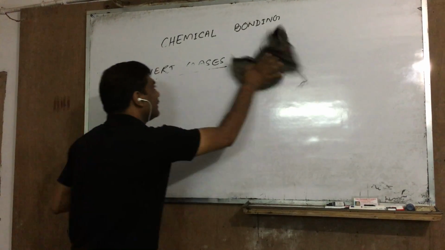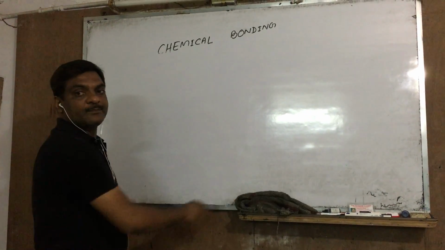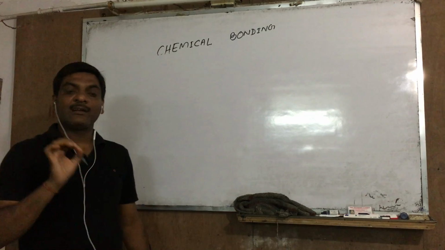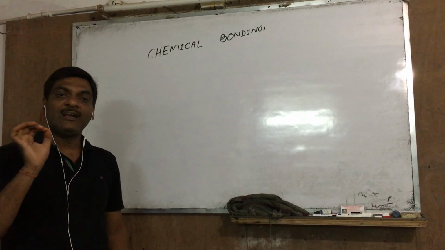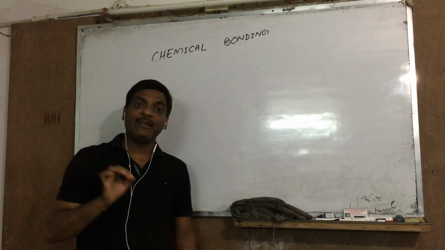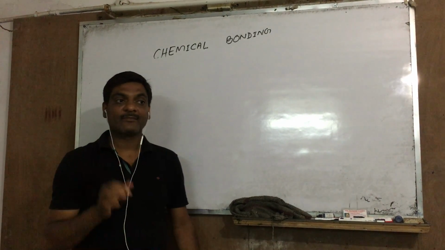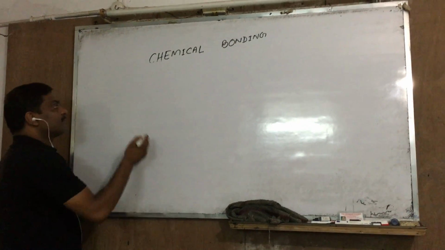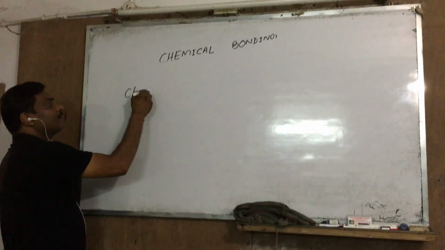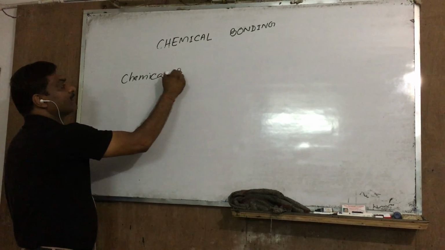Now, any atom combines with another atom to achieve its stability by gaining the electronic configuration of the nearest inert gas. So the next topic is chemical bond.